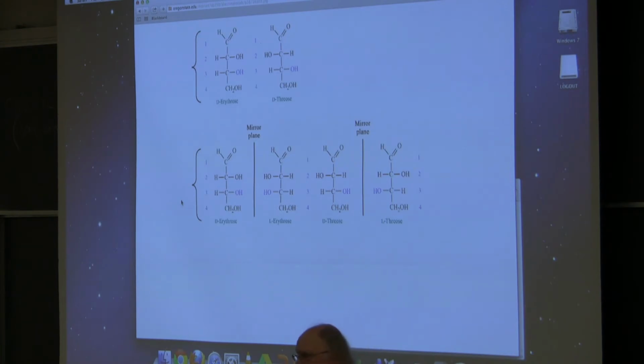Mirror images. In fact, whenever you see D and L followed by the same name, they will always be enantiomers. D and L glucose are enantiomers. D and L fructose are enantiomers. D and L ribose, as we will see, are enantiomers, etc. There are no structures up here you need to memorize. None.